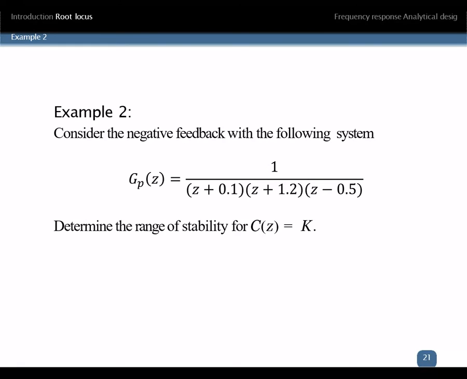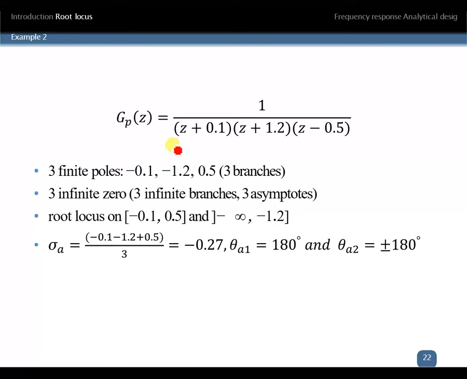Example number 2: consider the negative feedback with the following system. G(z) here has 3 poles. Determine the range of stability for k. Okay, first for drawing the root locus, you have 3 poles, so you have 3 branches, you have symmetry, and you don't have a zero actually. That means this 3 poles go to find the infinity zeros.